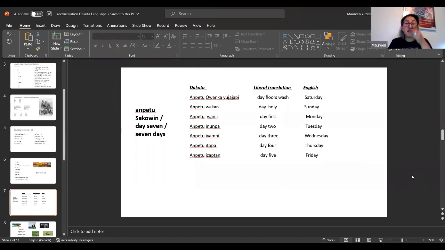The next one is Empetu Iyamani. Remember, our numbers, Iyamani is three. Day three. And that's Wednesday, okay? So next one is Empetu Itopa. Day four, and it's Thursday, right? The next day is Empetu Izapta. Zapta is five, right? In our numbers. So it's day five and it's Friday. Okay.